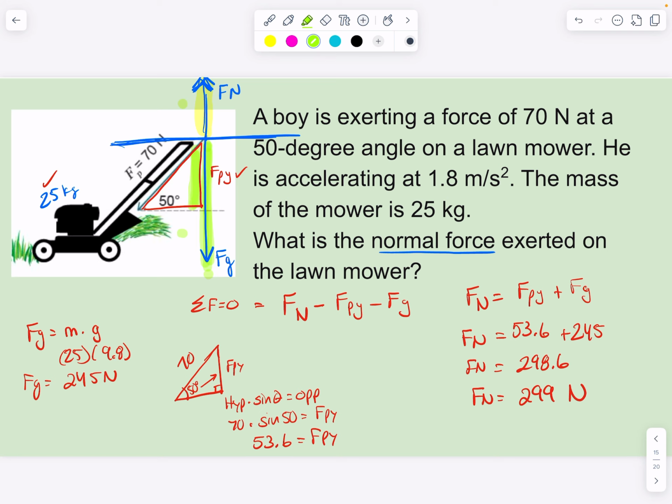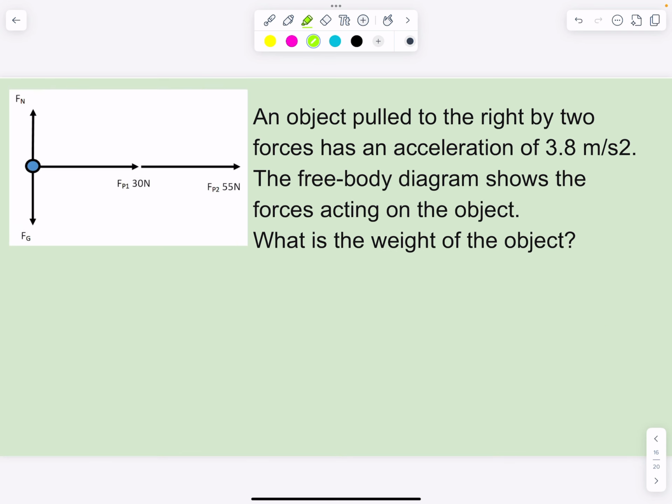All right, so that's the lawnmower one. Let's do a couple more that you're going to need to have an idea about how to do for your upcoming quiz tomorrow. It says an object is pulled right by two forces and has an acceleration of 3.8 meters per second squared. Free body diagram: what is the weight of the object?